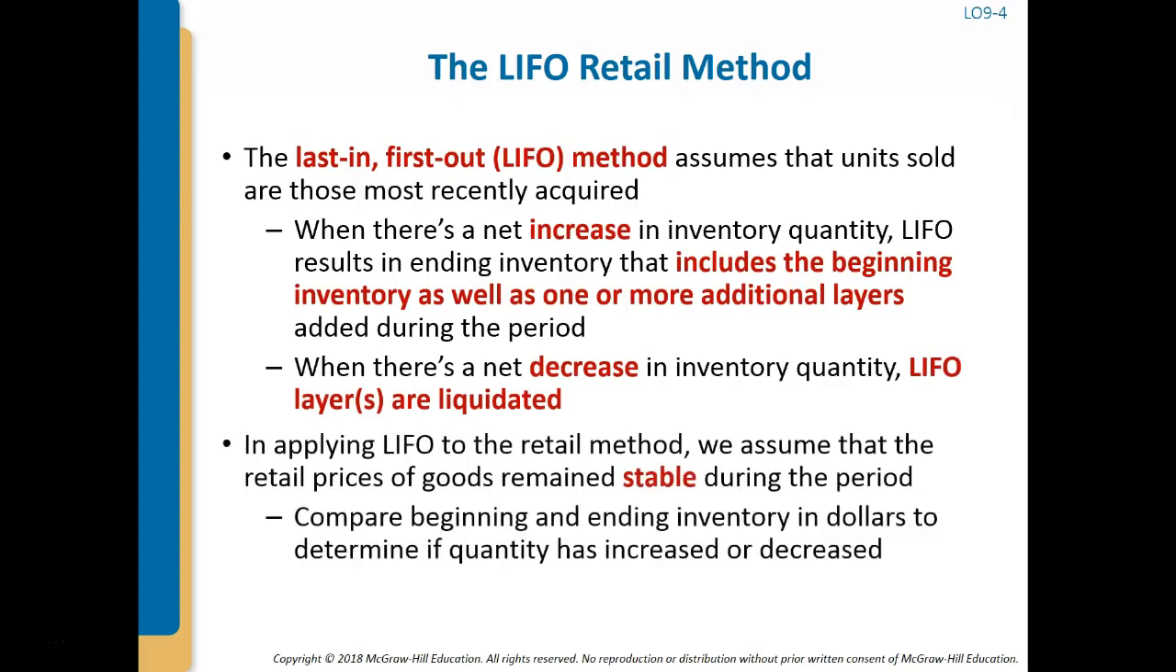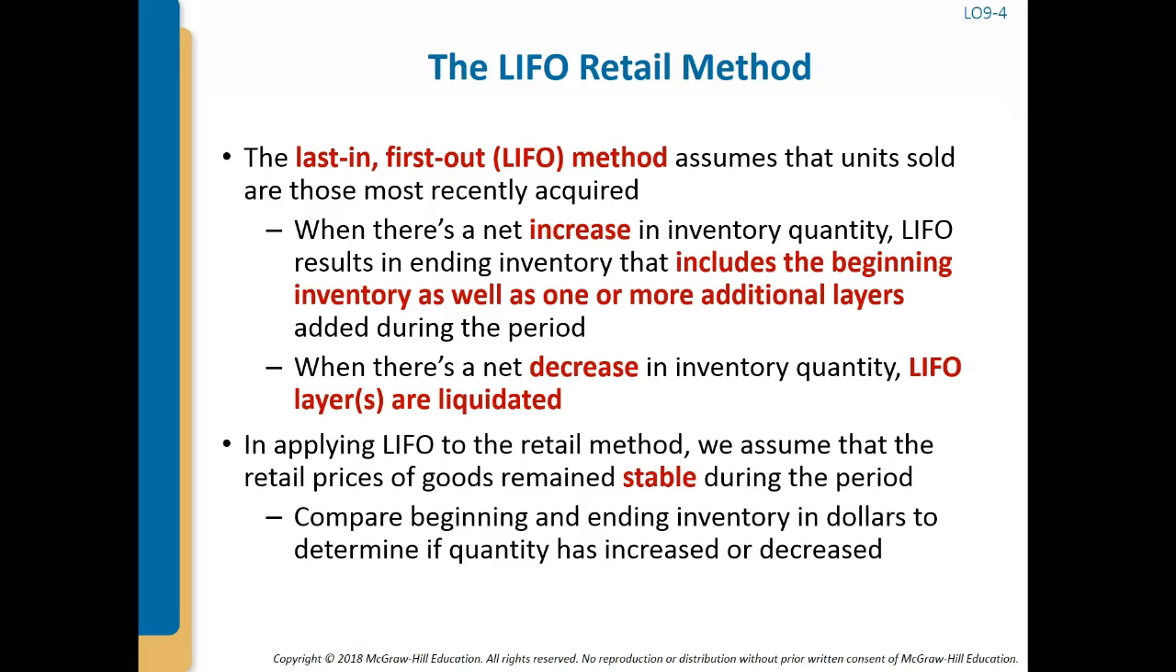So the last in first out method assumes that units sold are those most recently acquired. When there's a net increase in inventory quantity during a period, the use of LIFO results in ending inventory that includes the beginning inventory as well as one or more additional layers added during the period. When there's a net decrease in inventory quantity, LIFO layers are liquidated.